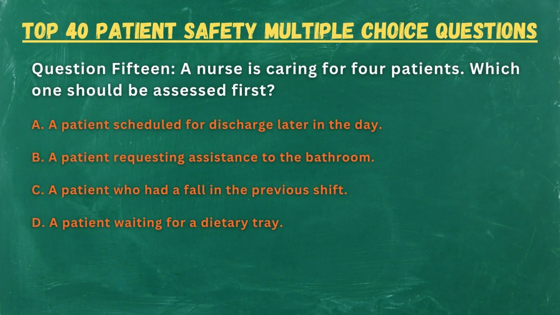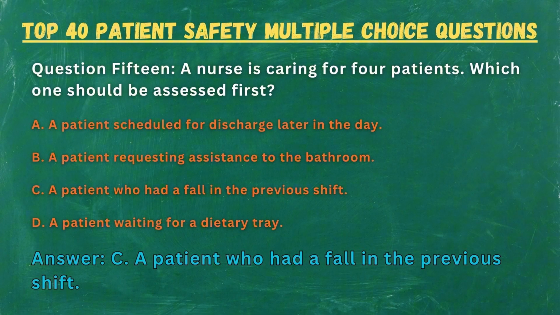Question 15. A nurse is caring for 4 patients. Which one should be assessed first? A. A patient scheduled for discharge later in the day. B. A patient requesting assistance to the bathroom. C. A patient who had a fall in the previous shift. D. A patient waiting for a dietary tray. Answer: C. A patient who had a fall in the previous shift.